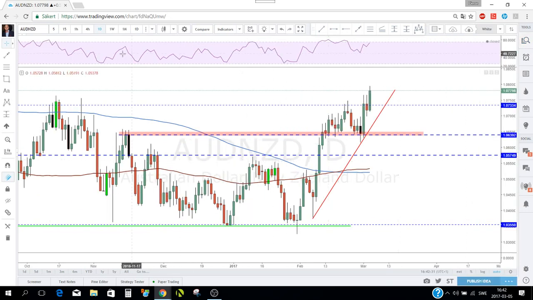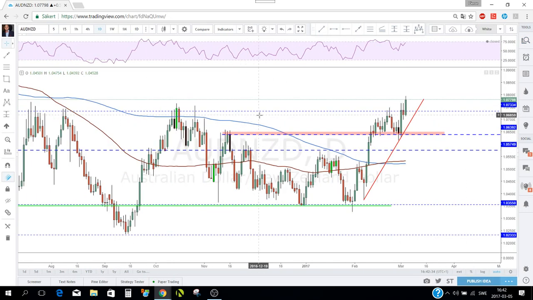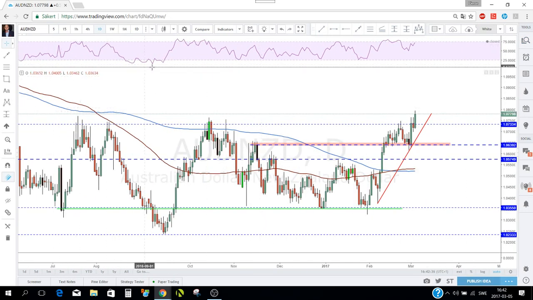Aussie New Zealand, I had a little bit of trouble with this pair last week, but then I changed my mind and took a nice trade to the upside. I was shorting it, and a little bit before it hit my stop loss, I changed my mind and reversed my position.